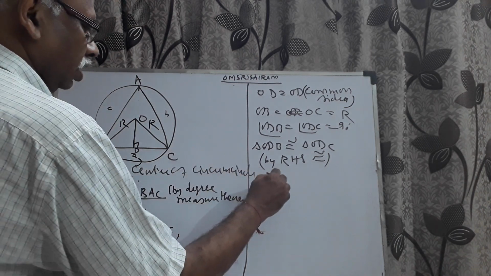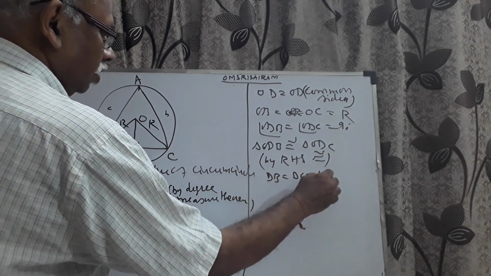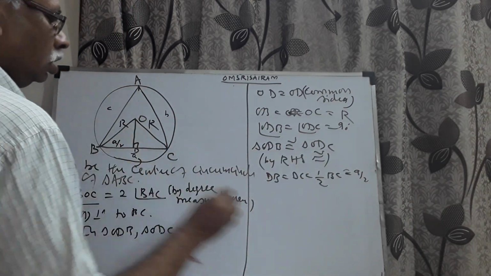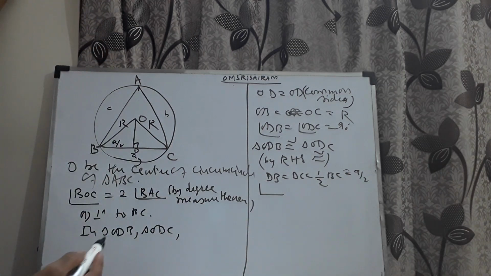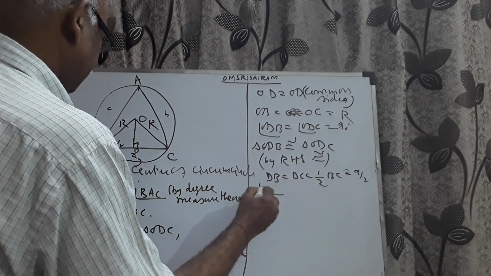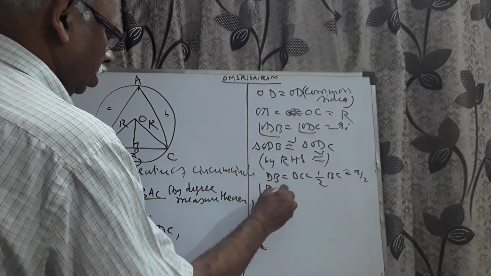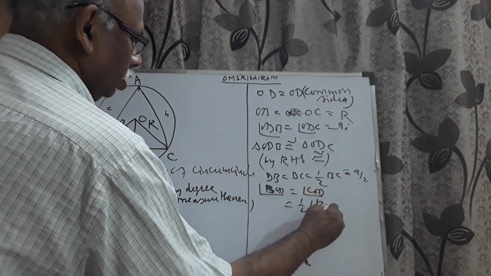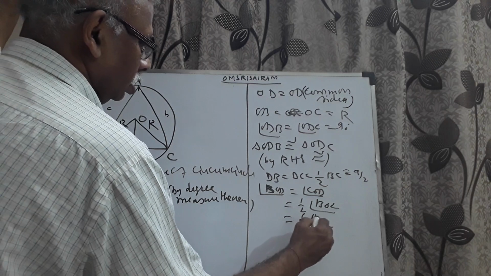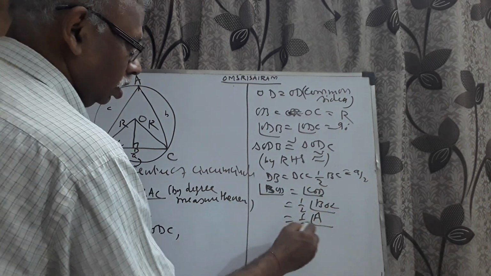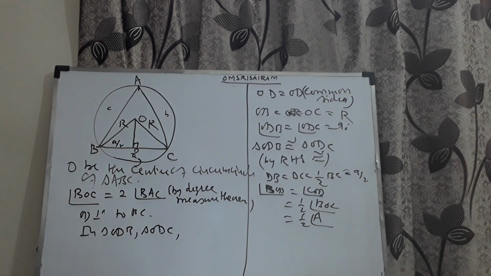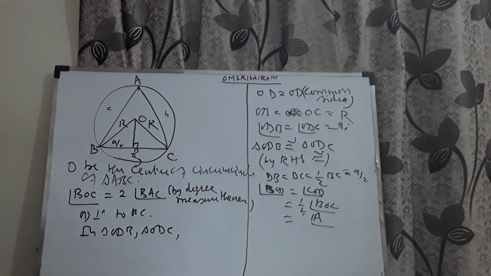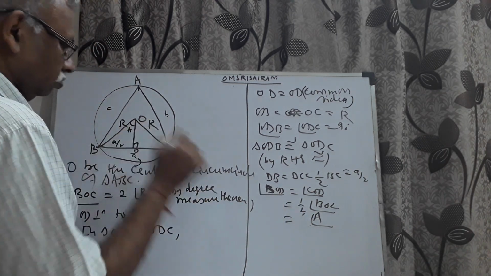Therefore, DB is equal to DC is equal to half of BC, which is nothing but A by 2. This length will be A by 2. Now similarly, by CPCT, corresponding parts of congruent triangles, angle BOD is equal to angle COD, each equal to half of angle BOC. Twice angle A halved is simply angle A. It's equal to angle A of triangle ABC. Now this is my angle A.